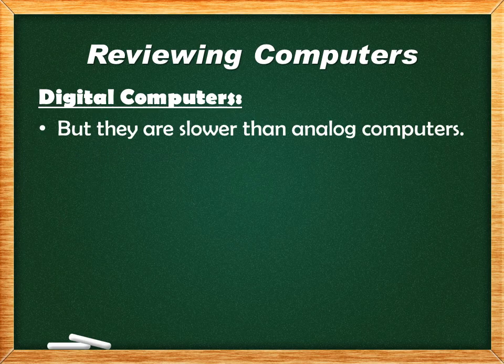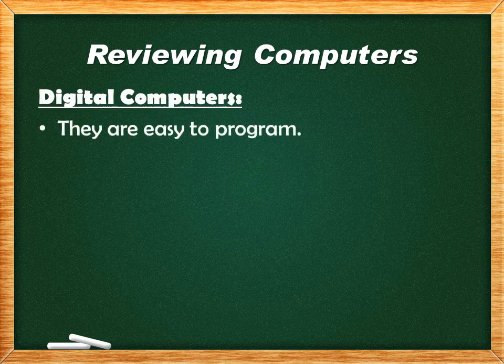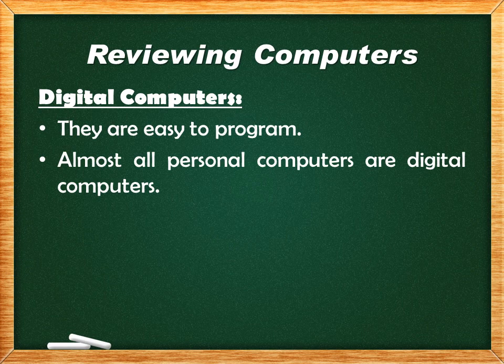But they are slower than analog. So here is the difference between analog and digital: analog computers are fast but digital computers are slow. But analog computer output is not accurate, not precise, but digital computer's output is accurate and precise. And they are easy to program. Digital computers are easy to program, anyone can use them, anyone can install anything in them. They are easy to use as compared with the analog one.